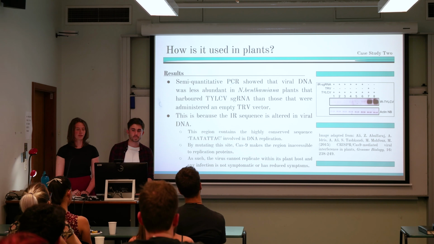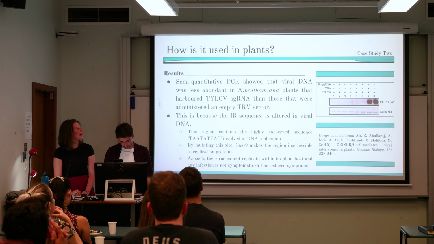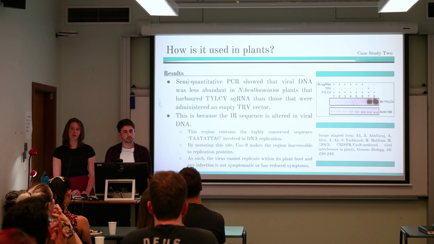So when we look at the results of this study, semi-quantitative PCR showed that viral DNA was less abundant in host plants than in those that harbored the virus than those that didn't. This can be seen in the graphic to our left here, where 7 and 8 have highly abundant levels of viral DNA, and our mutants on the left do not.